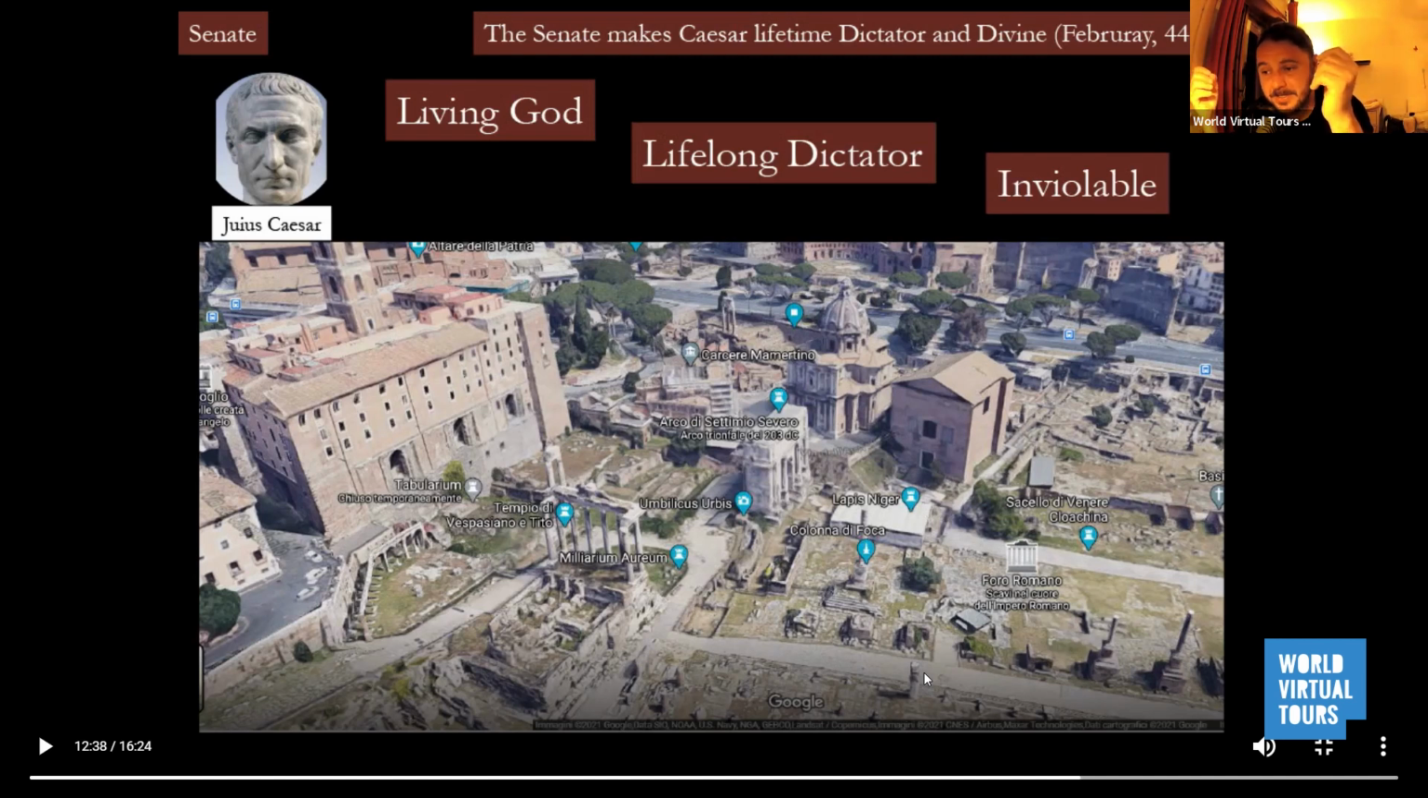Second, he was nominated by the Senate lifelong dictator. What does it mean? King, basically. If you are a dictator for your entire life, not just temporarily, obviously you're a king. And finally, he was nominated inviolable.